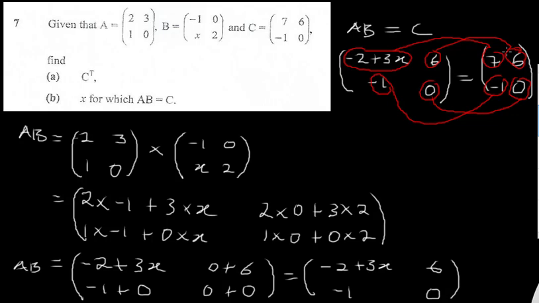So now we are tasked with finding the value of x. So all we have to do is equate this -2 plus 3x to 7. So we would have -2 plus 3x being equal to 7, right? We group the like terms, we would have 3x equals 7 plus 2, and 3x equals 7 plus 2 gives us 9. So grade 12, what is the value of x? X is simply equal to 3.